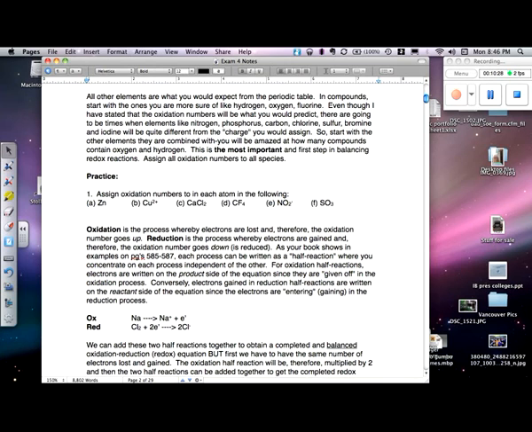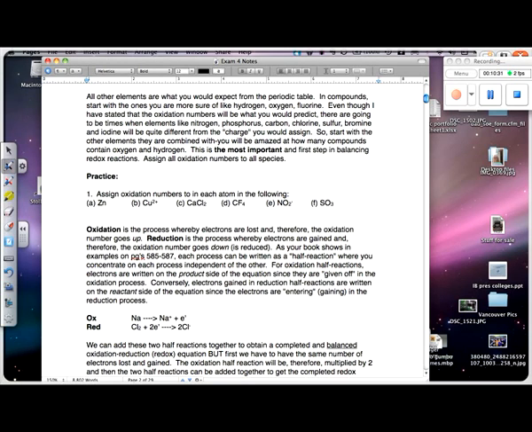All other elements are what you would expect from the periodic table. In compounds, start with the ones you're more sure of, like hydrogen, oxygen, fluorine. Even though I've stated that the oxidation numbers will be what you predict, there are going to be times when, oh, here we go, here's a list of those elements that are not predictable. If you have nitrogen with oxygen or phosphorus with oxygen, don't start off with those elements. So here they are right here: nitrogen, phosphorus, carbon, chlorine, sulfur, bromine, and iodine. Some of the nonmetals, kind of in the same area on the periodic table, will be quite different from the charge you would assign. So start with the other elements they are combined with. You will be amazed how many compounds contain oxygen and hydrogen.